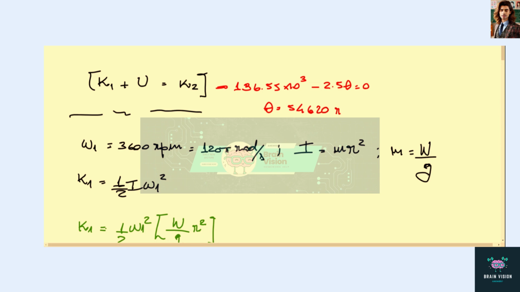54,620 radians. Or to simplify, this represents precisely 8,690 revolutions of this rotor. And that's the final answer.